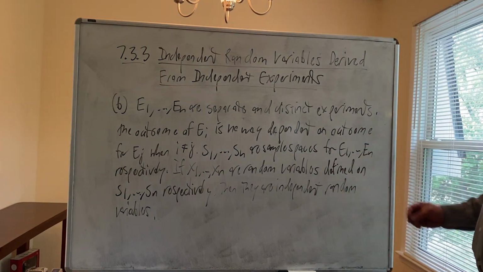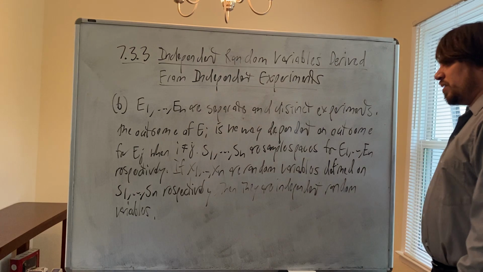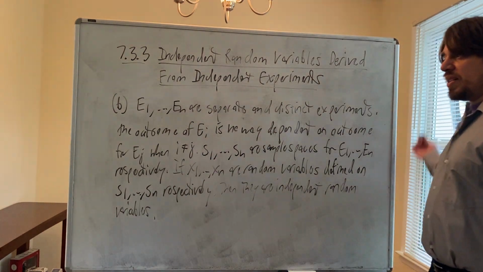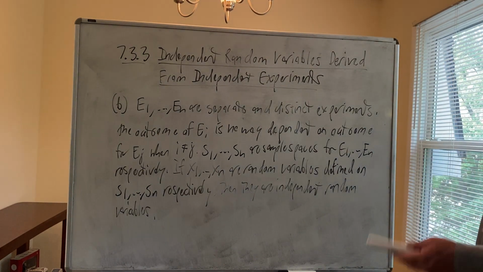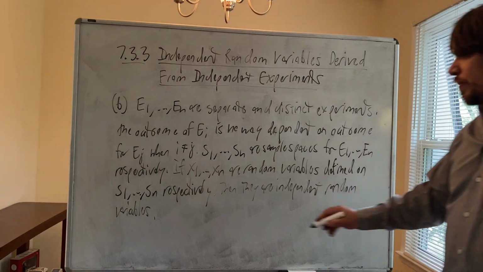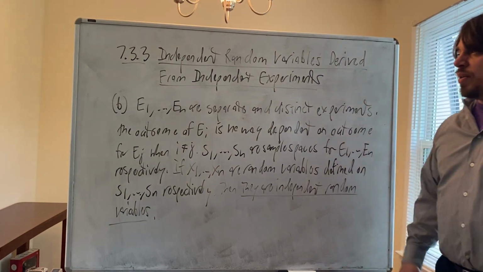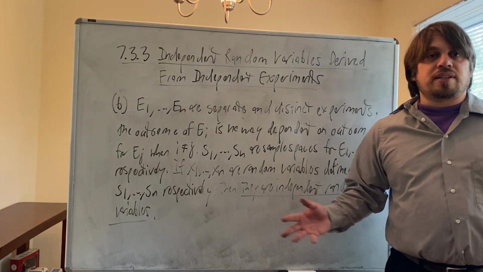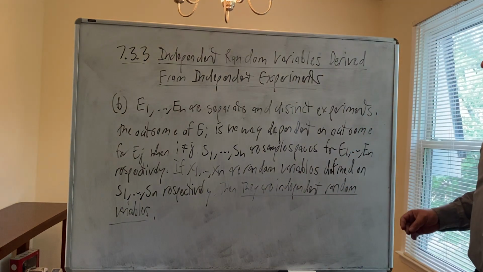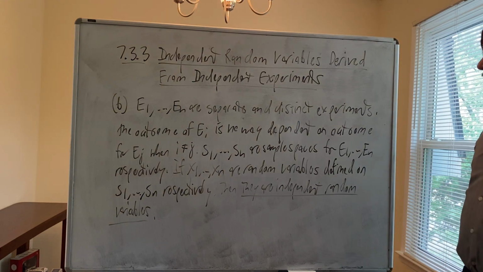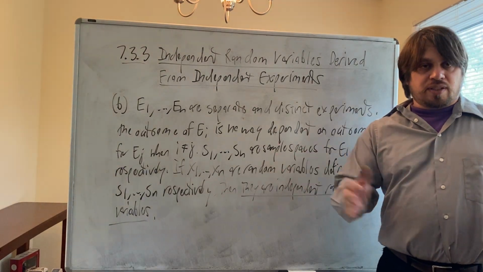And if X1 to Xn are the random variables defined on S1 to Sn respectively, meaning X1 is the random variable defined on S1, X2 is the random variable defined on S2, and so forth, Xn is the random variable defined on Sn, then X1 to Xn are independent random variables. So if we have n separate and distinct experiments, where the outcome of any one experiment is in no way dependent on the outcomes of the n minus one other experiments, then you get n independent random variables, X1 to Xn, when you assign each of those respectively to your n experiments.